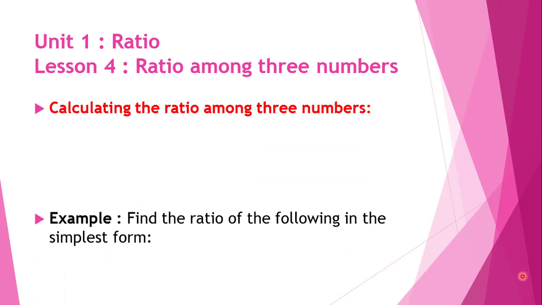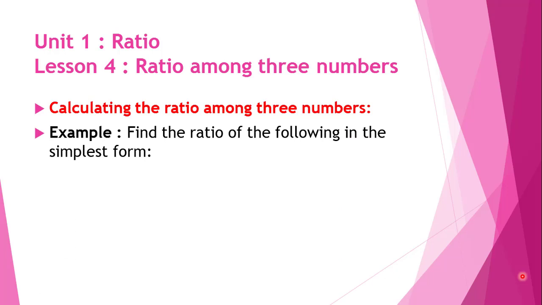Let's learn how to calculate the ratio among the three numbers. Let's take an example. Find the ratio of the following in the simplest form. In this case, we have three numbers, 180, 144, and 108. We should look for a common factor between the three numbers, not only two of them. In this case, we have 12. This is a common factor between the three numbers.